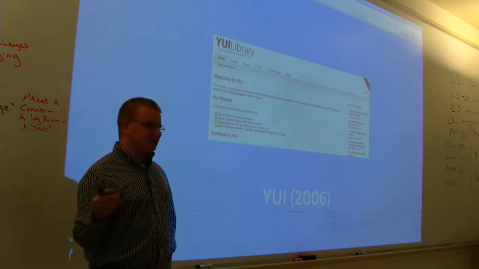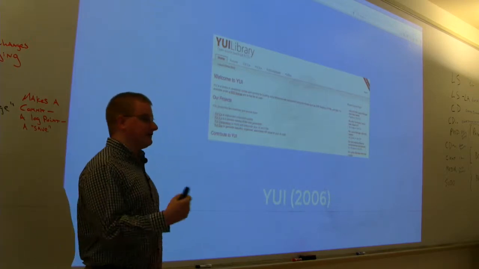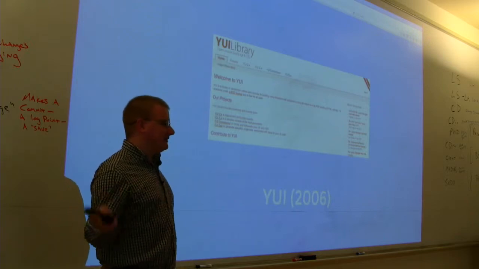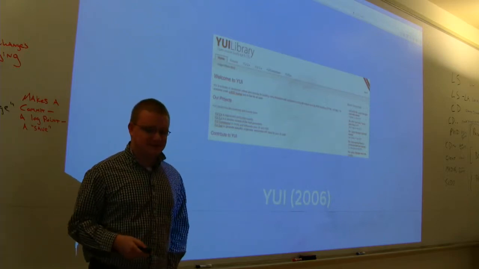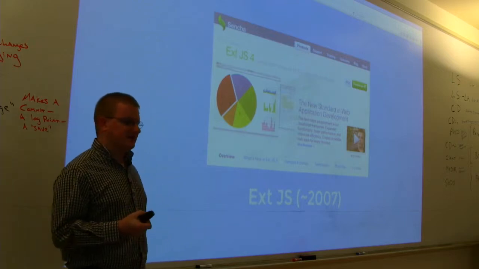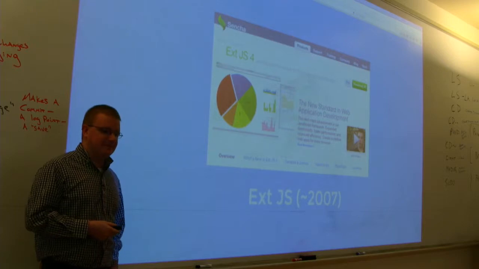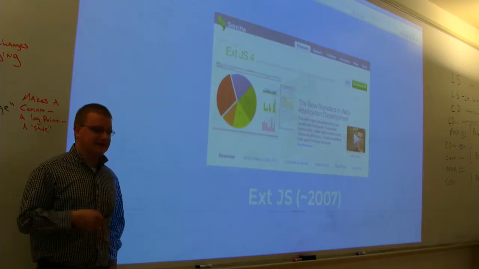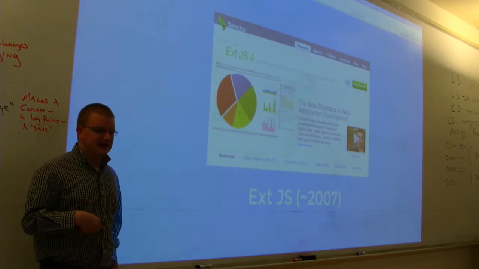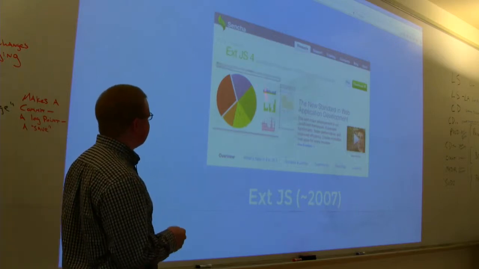YUI actually was just recently deprecated by Yahoo, but they've been using it for a long time. They actually introduced a module system, similar to the AMD and CommonJS formats that we talked about earlier. What about Sencha's Ext JS? Check out the demos on Sencha's website if you ever have a chance. They're really, really cool. Ext JS came out with a lot of these visualization components, things like charts and graphs.